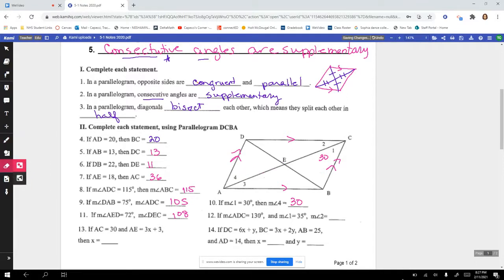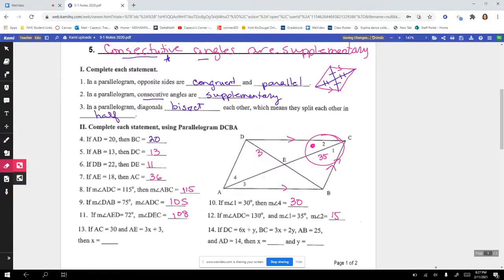If I go back and I have measure of angle ADC, right here, if this whole thing is 130, and the measure of angle 1 is 35. I just need this little piece right here, right? But this whole thing, if this is 130, I know this whole thing has to only be 50 because they're consecutive angles and they're supplementary. So the measure of angle 2 is going to be 15.